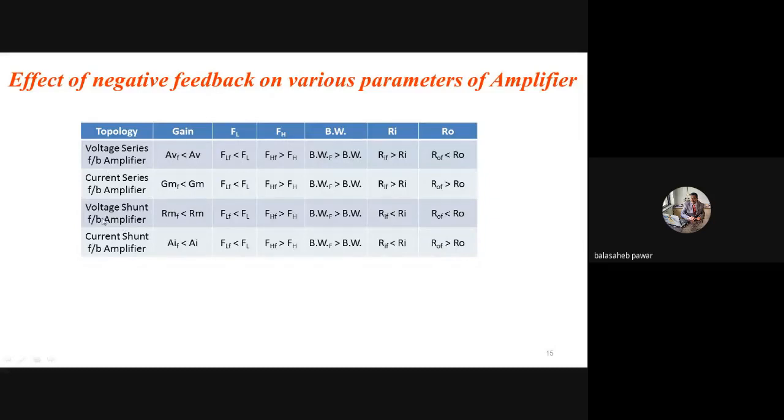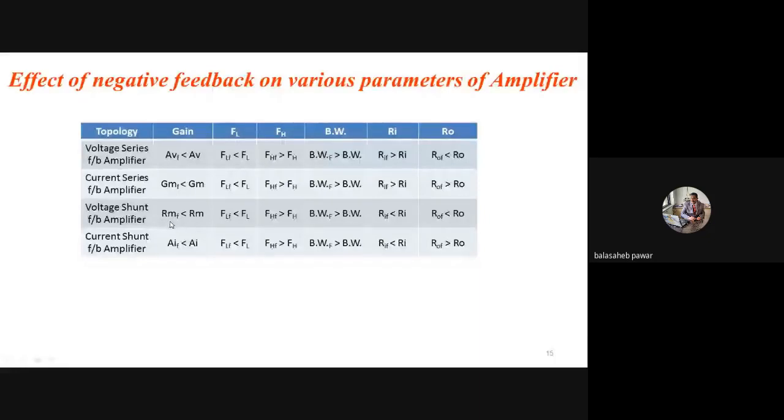Now the voltage shunt. The sample taken is voltage and the mixing is done in shunt. As the mixing is done in shunt, there should be a current source at the input side. That means the input to the basic amplifier will be current, and as the sample taken is voltage, the output should be a voltage. Hence the basic amplifier is a transresistance amplifier, whose transfer ratio is denoted by Rm. With feedback it is denoted as Rmf, and without feedback it is simply Rm. Again, with feedback the transfer gain decreases, that's why I have written Rmf is less than Rm.